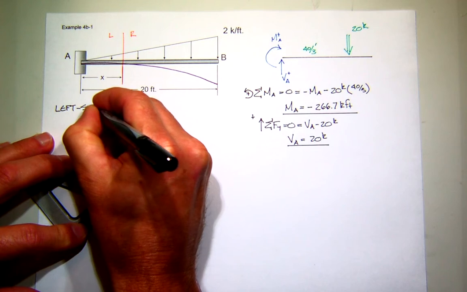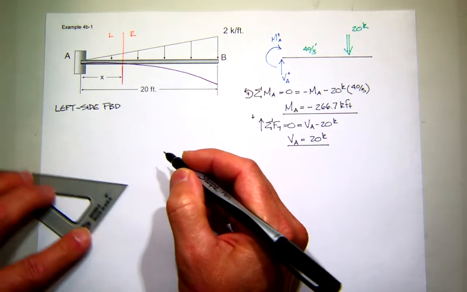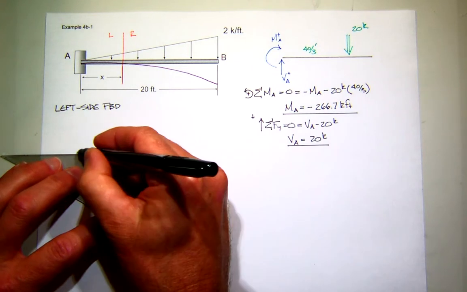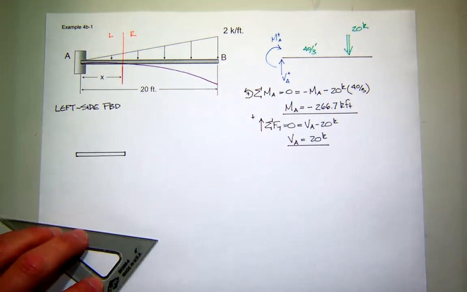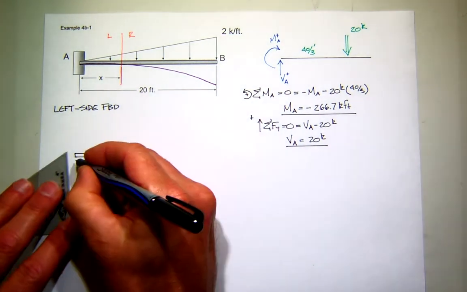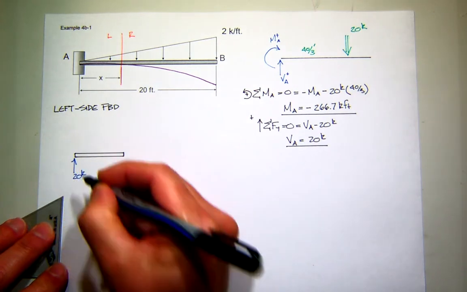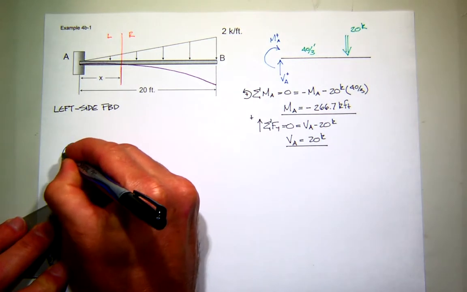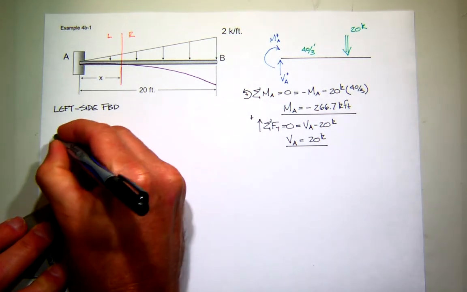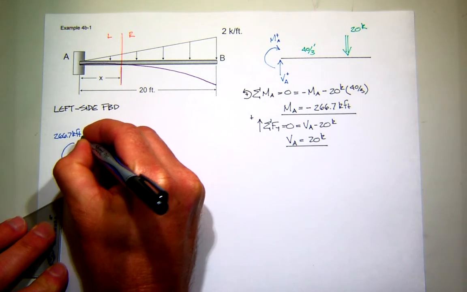and look at the left side free body diagram. So I'm going to redraw this structure, and I'm going to put my values on it. First of all, I know that this force is up and equal to 20 kips. And the moment is negative. I assume positive, so the moment's actually in this direction, 266.7 kip feet.